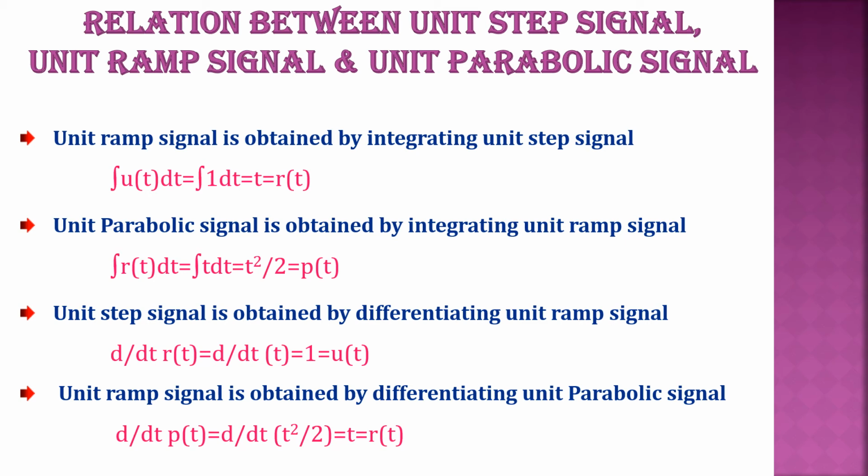Integrate u of t. U of t is 1. So when I integrate 1 into dt, the integral of dt is t. What is t? Which is nothing but a ramp signal. So when I integrate a unit step signal, I get a ramp signal. In the same way, take a ramp signal and integrate it. What is r of t? t into dt. So when I integrate it, I get t square by 2. What is t square by 2? It's nothing but a parabolic signal.